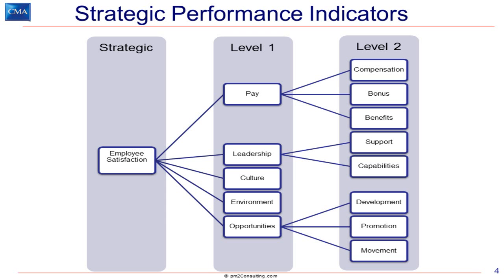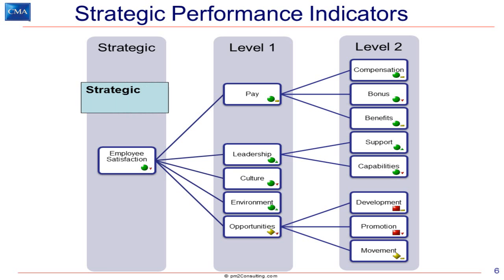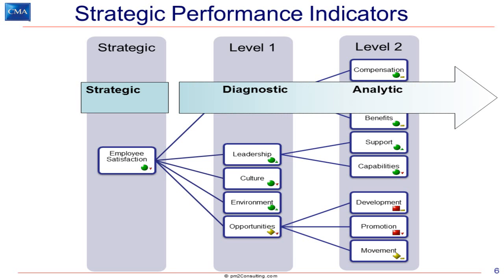So the idea is the stuff on the left, the strategic stuff, is going to have a performance indicator that shows up in the scorecard. Now, the other levels have performance indicators as well. And in fact, the way that management uses this information is the strategic stuff fits into strategic decisions. The drill down is going to begin giving them diagnostic type information and from diagnostic into analytic.